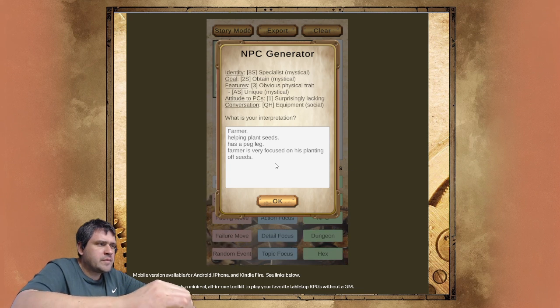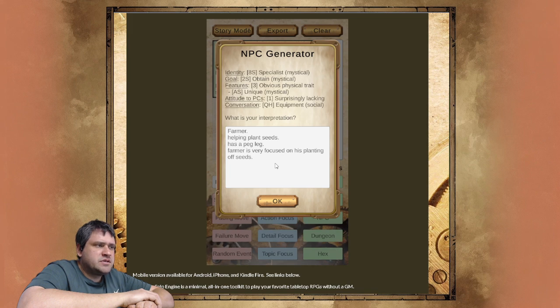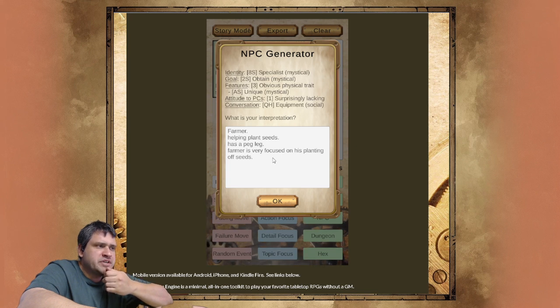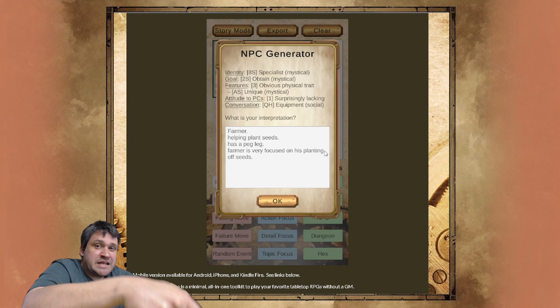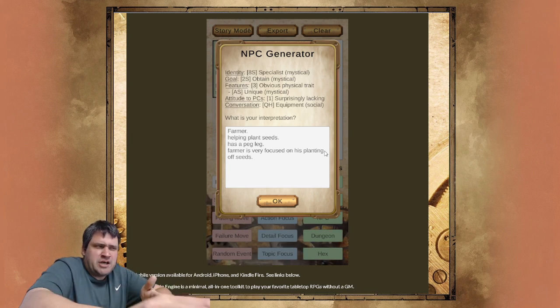Okay, and then conversation, equipment. Maybe the farmer is using a piece of equipment to help plant seeds, so he has some kind of mechanism that helps him plant seeds faster because of his leg. We're just helping out, I guess.